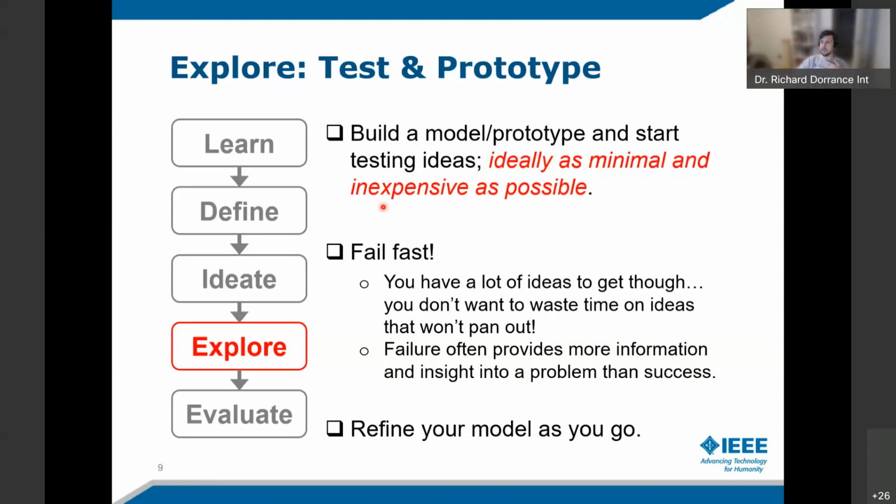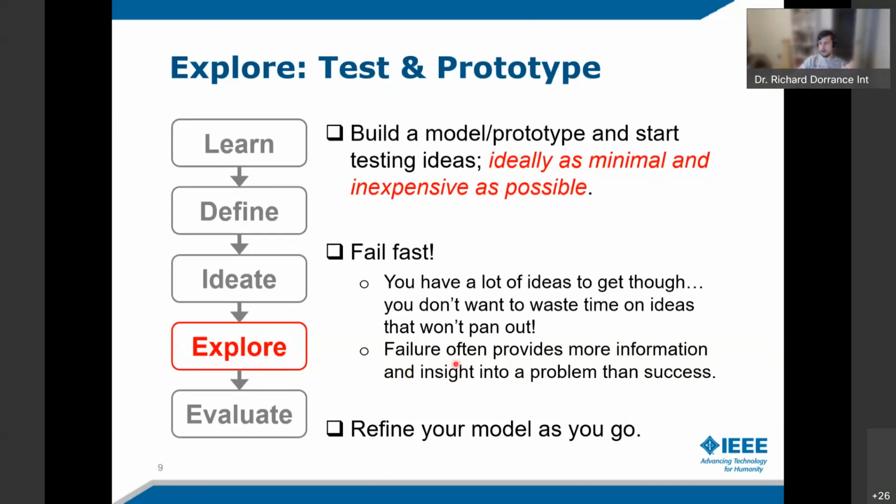With the idea being that if you're going to fail, you want to fail fast. You don't want to waste a lot of time testing out ideas, testing a theory, and having it fail. You'd like to know, is this idea a good idea or a bad idea? And so you'd like a model, a prototype, some sort of a test that will help you determine that as quickly as possible.